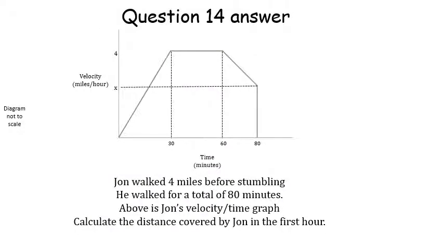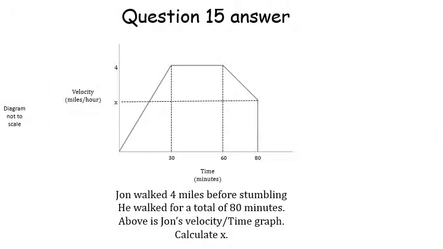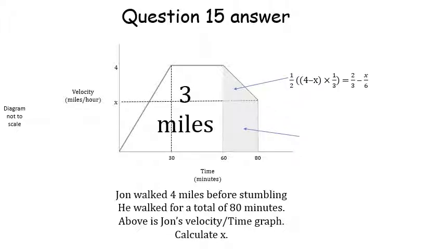Question 14. Notice in this graph that the velocity is in miles per hour and the time is in minutes, so the areas underneath need to be worked out in hours. Therefore, the distance covered by John in the first hour is 3 miles. Question 15. We know from the previous question that John travelled 3 miles in 1 hour. So we need to work out how much he travelled in the last 20 minutes, or third of an hour. When we add them together, it should equal 1, or all the areas together must equal 4. When we do that, we get x equals 2 miles per hour.